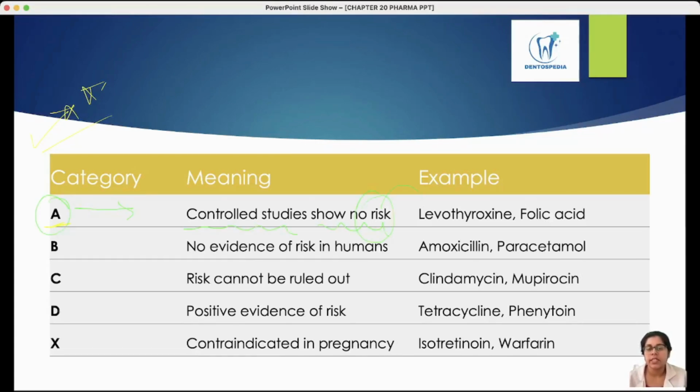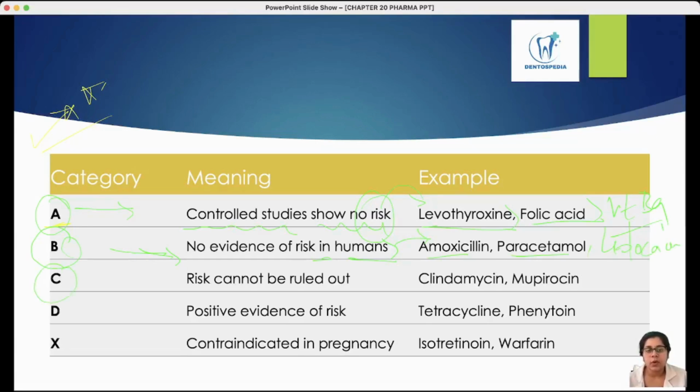It is the safest. You can have levothyroxine and folic acid, which is vitamin B9. Category B, no evidence of risk in humans. It is also safe. We have learned it in the previous lectures. Amoxicillin, paracetamol, and lidocaine are also in category B.